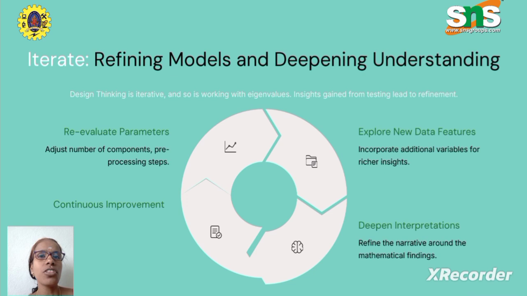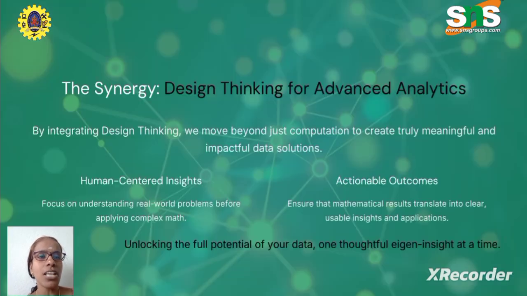Yes. So the next thing is we need to iterate, that is redefining the model or deepening the understanding. Design thinking is an iterative method, and working with eigenvalues, the insights gained from the testing lead to refinement. So we can redefine the problem statement if it is not okay. We will evaluate the parameters, explore new data features, continuous improvement, and deepen interpretations. Those things are to remember.